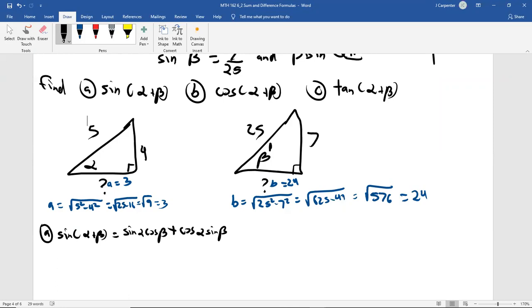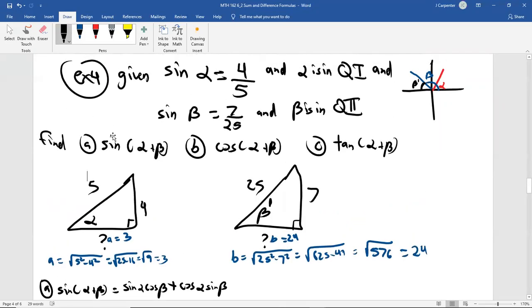Now you might say, well, I don't know what alpha is, so how do I find its sine? I don't know what beta is, so how do I find its cosine, etc.? Well, 2 of them were actually given to you in the problem. You were told what sine of alpha and sine of beta were.